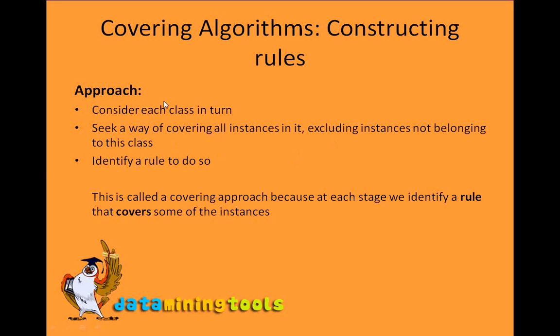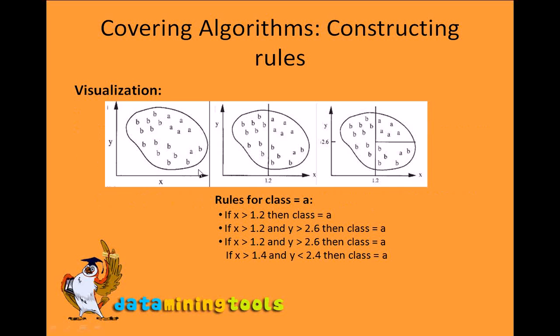So basically we are trying to cover all those instances which belong to a particular class, leaving those instances not belonging to that class, and converting our approach to a rule. This is called a covering approach because at each stage we identify a rule that covers some of the instances. This visualization will help a great deal.